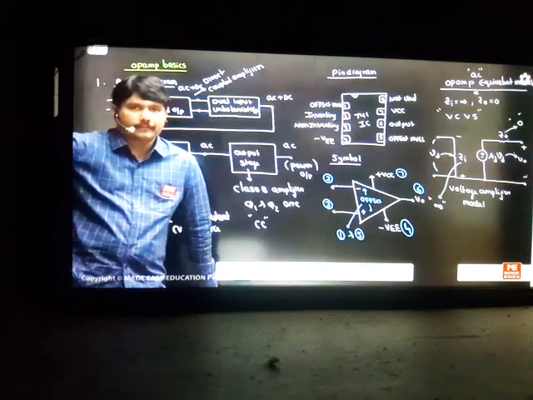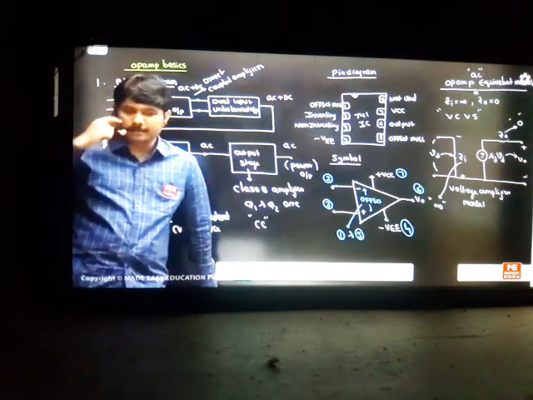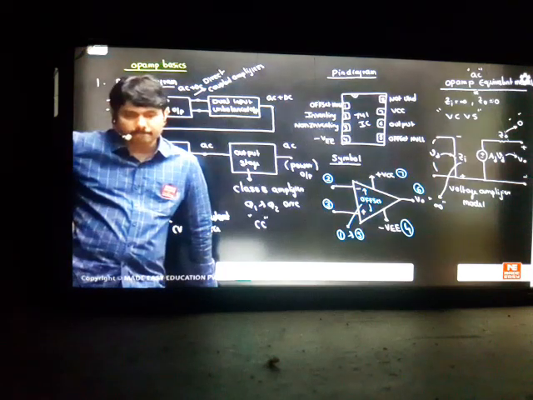I haven't got a batch for it yet, but if time permits for your batch, I'll cover the power amplifier designs, because I'm very interested to teach power amplifiers, but time may not permit. The syllabus is large here. That is the reason I'm thinking.